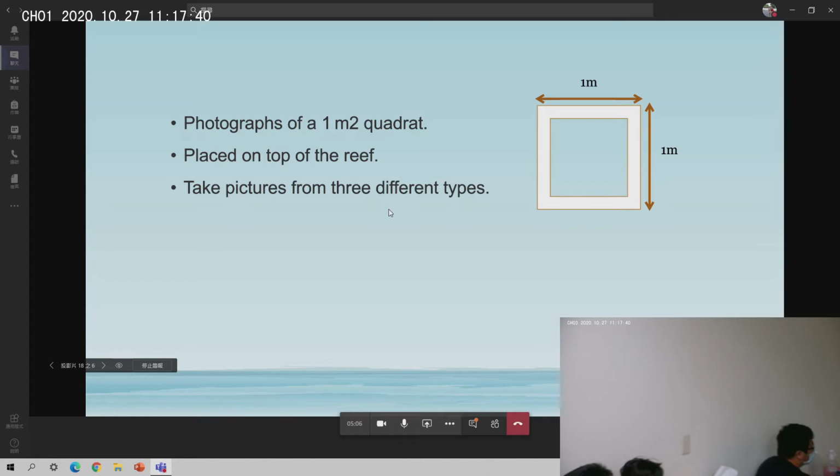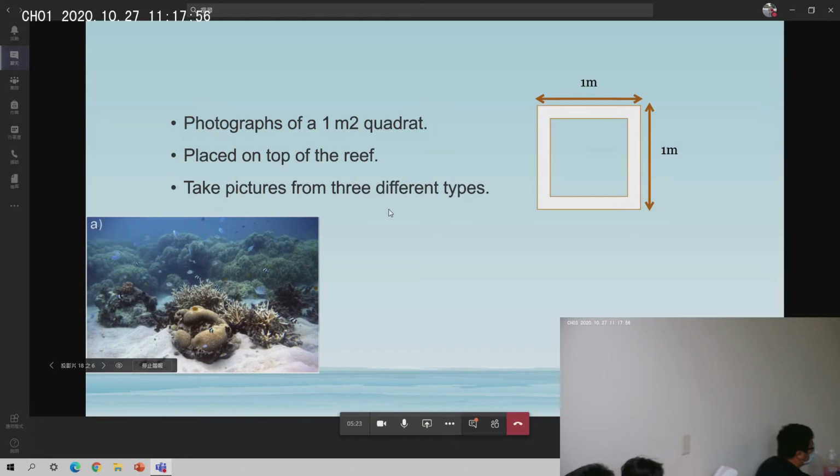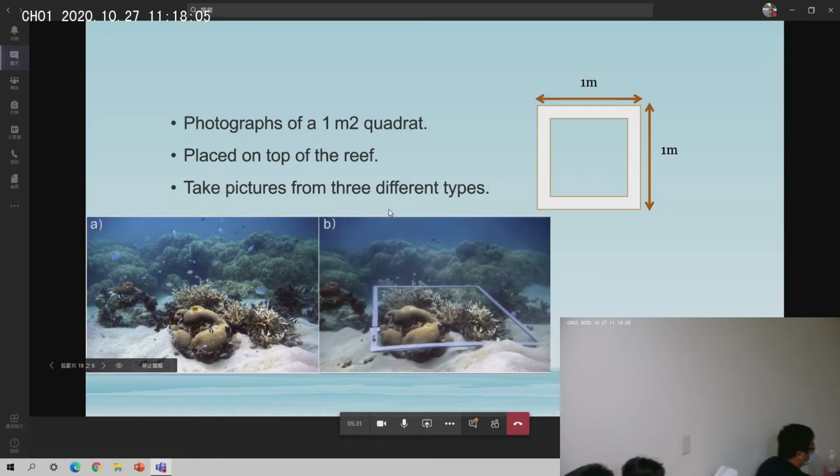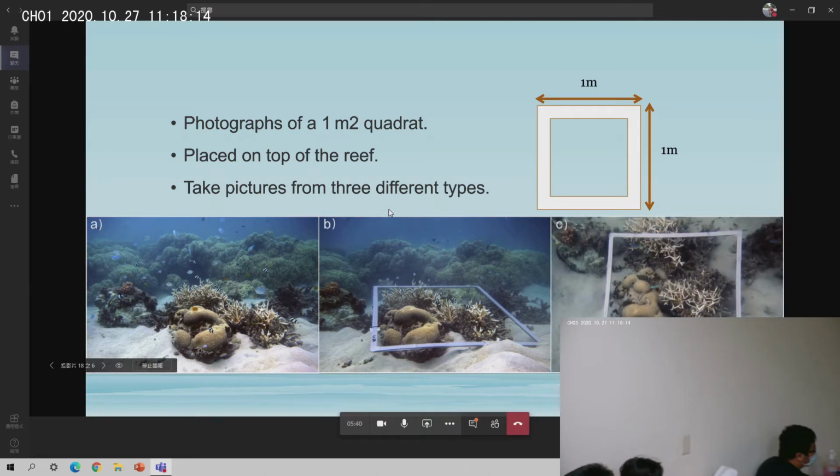The way we do it is to take a photograph of a 1 square meter quadrat, like this, with length 1 meter and width 1 meter. We place it on top of the reef and then take pictures in 3 different ways. First, we take this picture from 2 to 3 meters away, and we can see the fish on the coral. Second, we put the quadrat on the coral reef and take this photo. And third, we take this photo from a bird's-eye view in order to see the benthic cover.